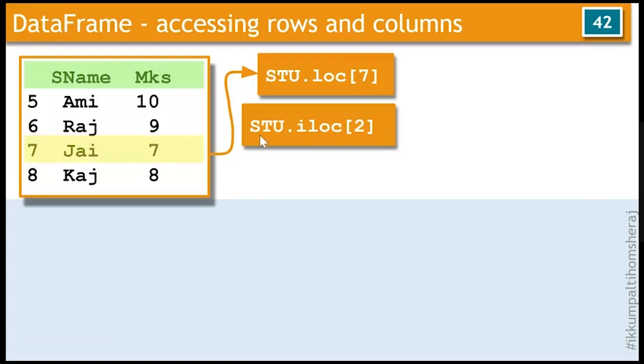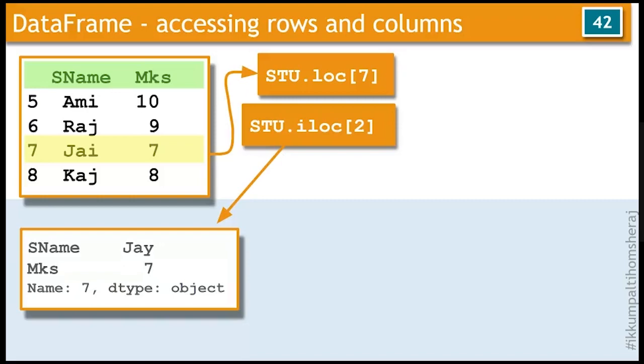When I say stu.iloc, that means actual index. Actual index is basically 0, 1, 2. So here we are talking about the second index. So irrespective of whether you say stu.loc[7] or stu.iloc[2], in this particular case, we are referring to this particular row, which is highlighted in yellow color. What will happen if you do that? You will be able to see the content like this.